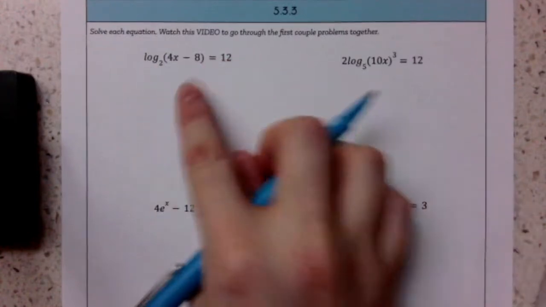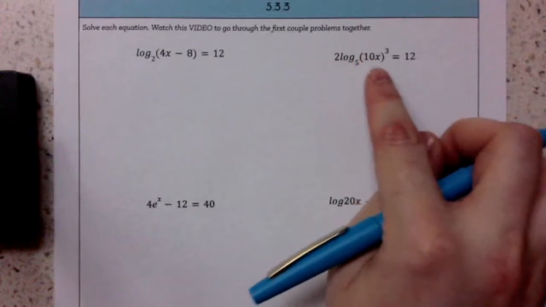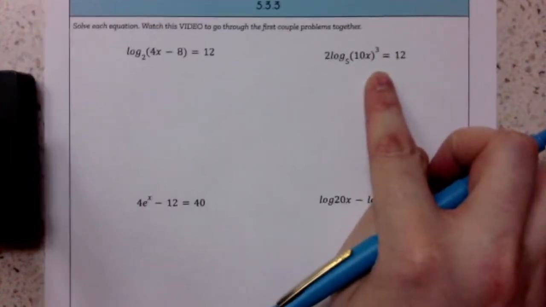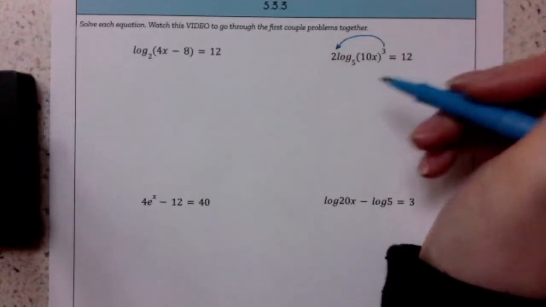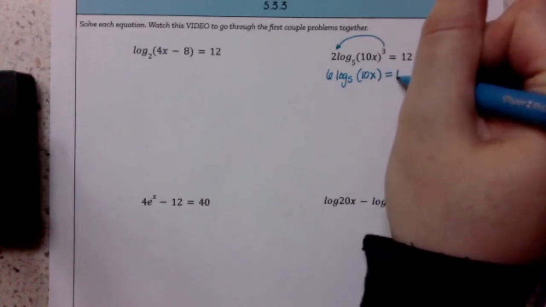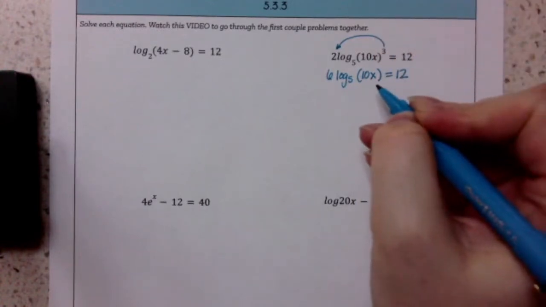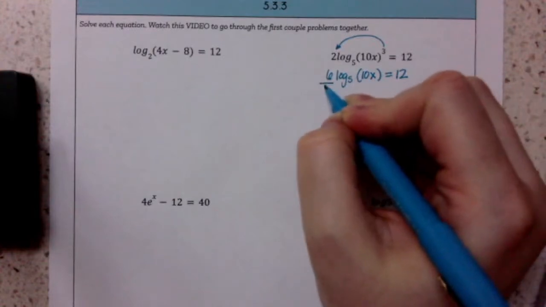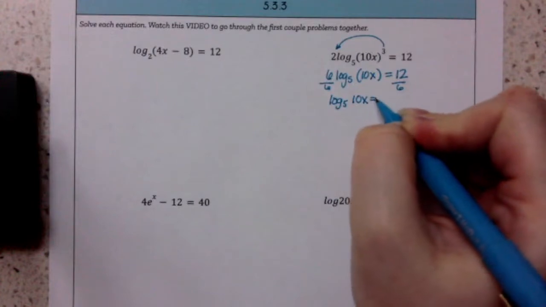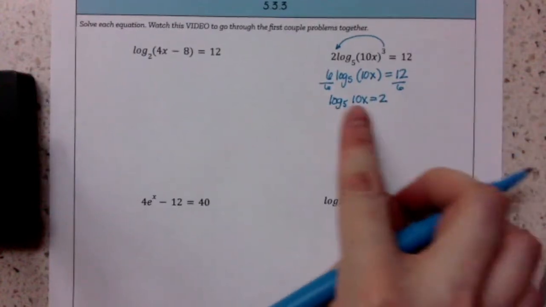So this one and this one are very similar. I'm going to do this one because I think it's a little tougher. You can do this one on your own. So this one, if you ever have an exponent, you need to move it out to the front first so we can get rid of it. And so if 3 comes out front, there's already a 2, that becomes a 6. And then we want to get this log alone, so I can divide both sides by 6. And now the log is alone.